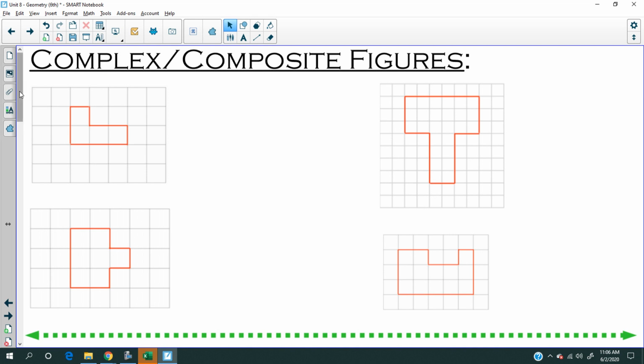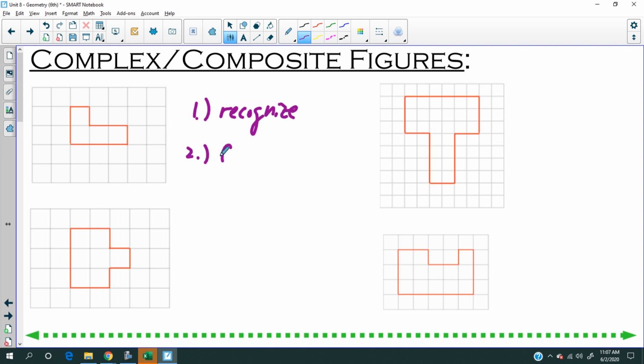So what I was trying to say yesterday is when you have a composite figure, you don't have just a single figure that you recognize. It's a combination of various shapes that you've seen before. And then by recognizing what those shapes are, let me write that down. You have to recognize the shapes. Two is you have to know the formulas. And then three is you have to find the areas, because there are more than one shape. So that's the goal, okay?